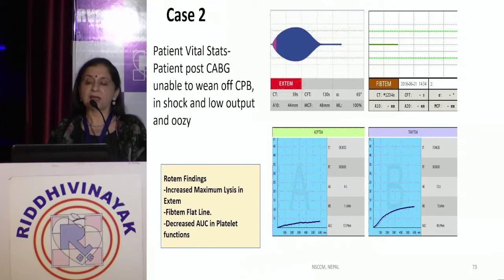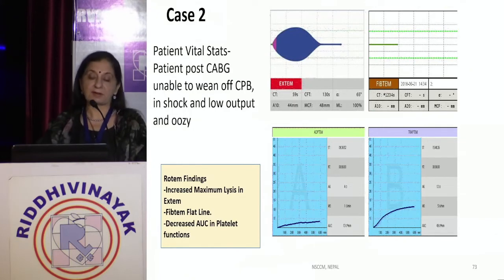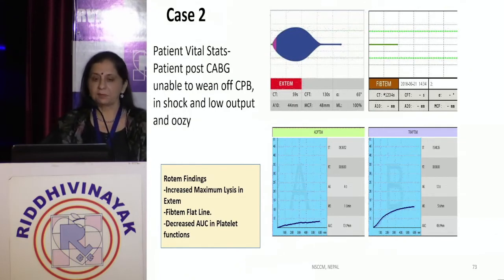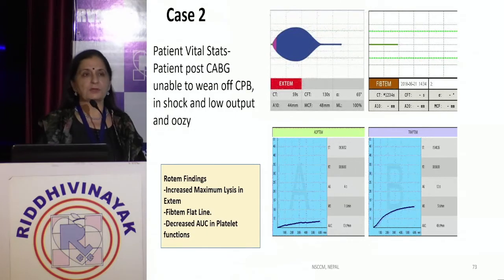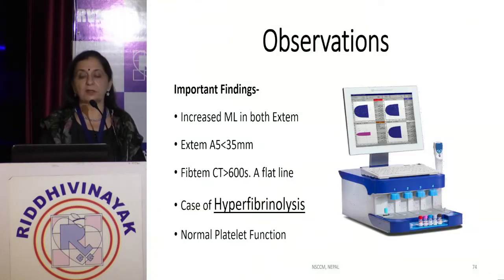And if we see this kind of a picture with decreased area under the curve and increased slope with a FIBTEM as a flat line and hyperfibrinolysis, then this is a patient in low cardiac output with a shock which is more or less hemorrhagic and not obstructive, not distributive. This is a patient which will require blood and will require FFP with cryo.